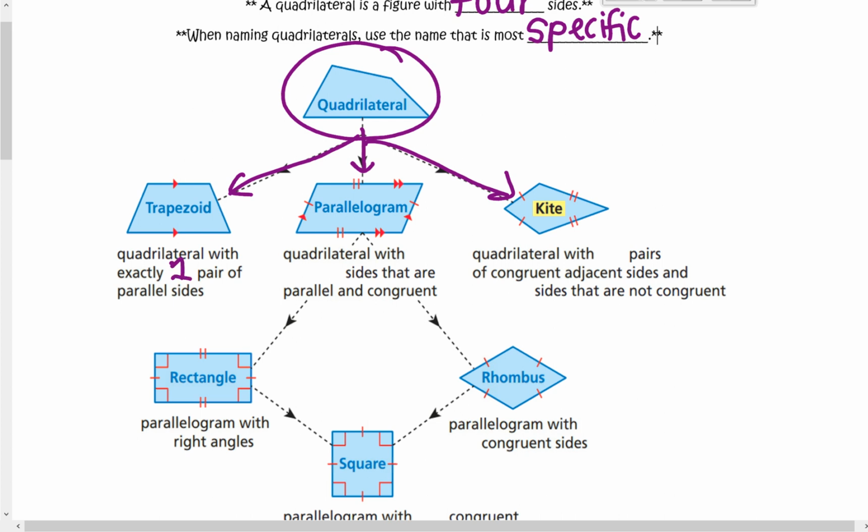A trapezoid is a quadrilateral with exactly 1 pair of parallel sides. We show parallel sides with these little arrows. Okay, so that shows that this side is parallel to this side.